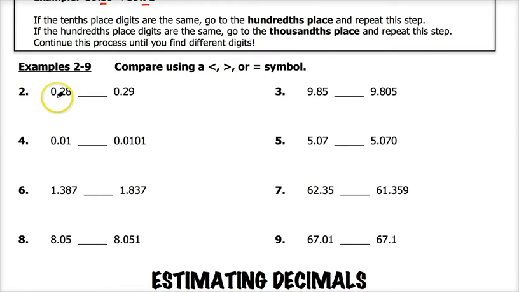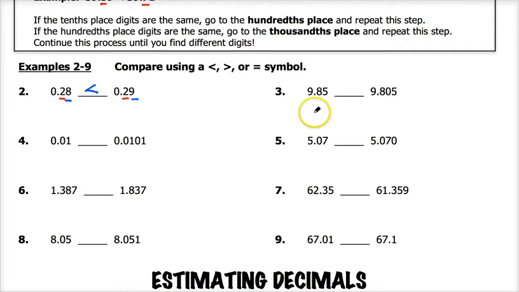So number 2, we have 0.28 or 28 hundredths compared to 0.29 or 29 hundredths. Okay, since they both have a 0 as the whole number part to the left of the decimal, we'll start in the tenths place. They both have 2's in the tenths place, so then I move on to the hundredths place. Here we have an 8, here we have a 9. 9 is larger than 8, so that means that this number, 0.29, is larger than 0.28, so I need a less than symbol. If the first number is smaller, we use a less than symbol. And remember, the crocodile mouth, which you can think about this symbol looking like, always eats the larger number.